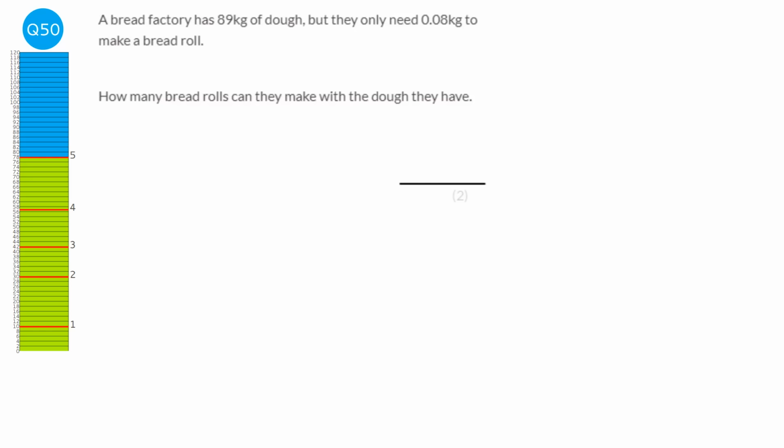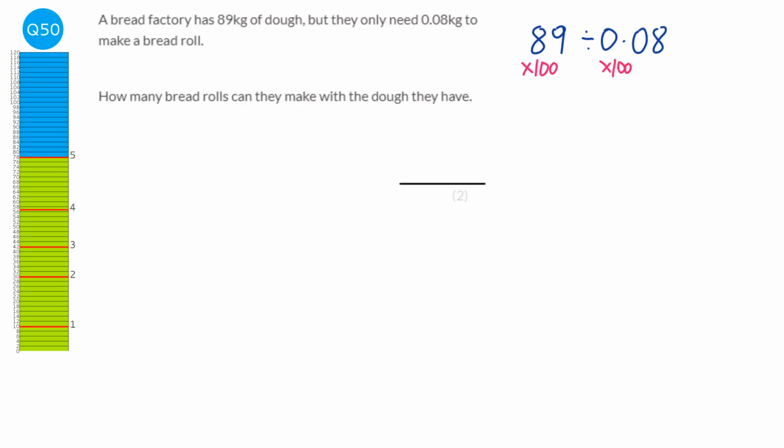So here we're asked to find how many bread rolls we can make. We've got 89 kilograms and it takes 0.08 kilograms to make a bread roll. Something we can do is convert these into grams, or we can just keep it at kilograms, but I've got a neat little trick. If you've got a decimal when you're dividing, as long as you do the same thing left and right, you can multiply them by 10 or 100. In this case, we're going to multiply both by 100.